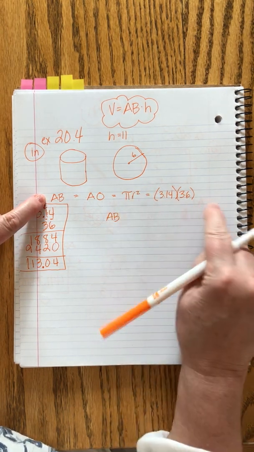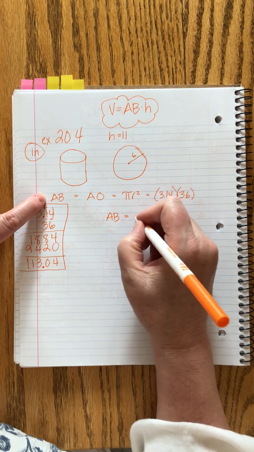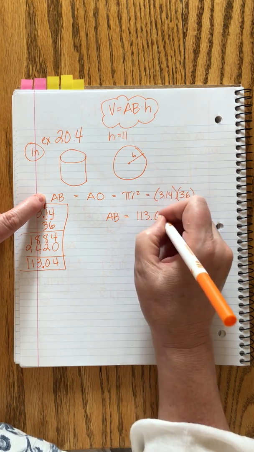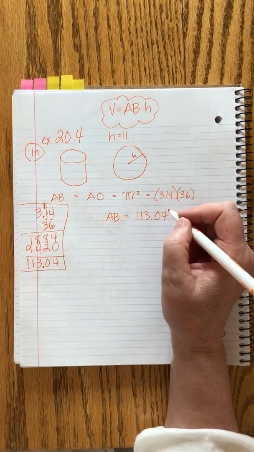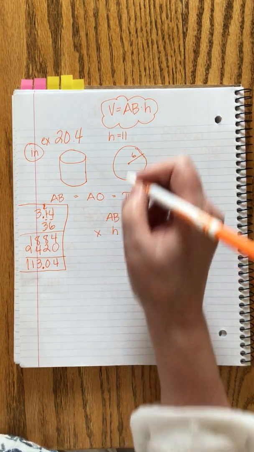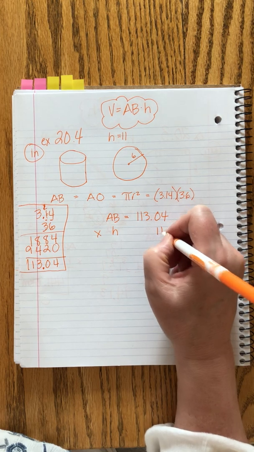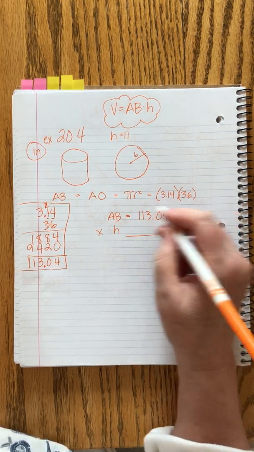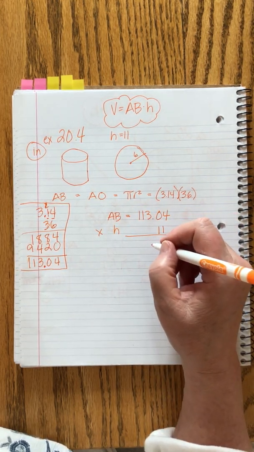I'm just going to write it over again. I don't want to squish it there. Equals 113.04 units. But we don't need to do that yet because we still have to multiply by the height, and the height is 11. And I set this problem up so that we can calculate it right here.